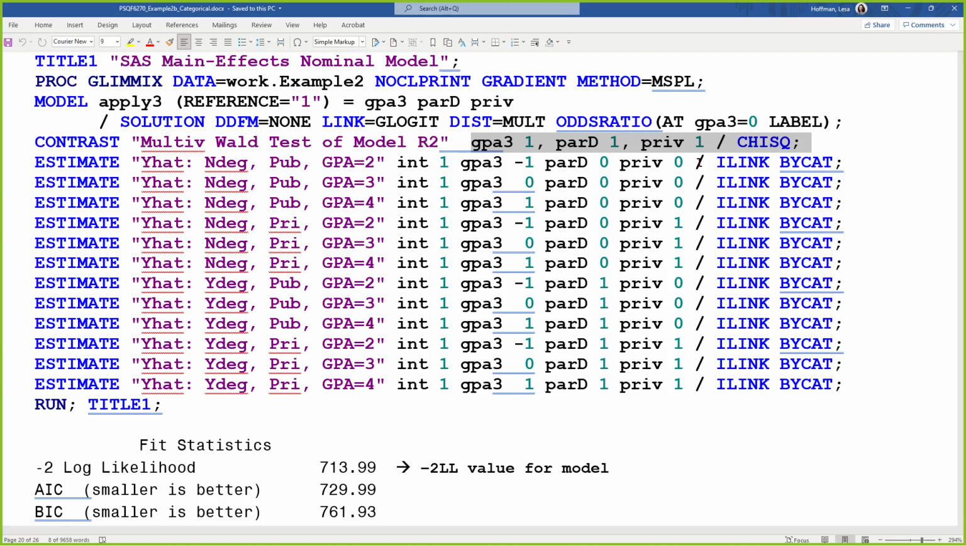It looks like 3, but it's not 3. How many slopes does GPA 3 have in this model? 2. 2. So it's 6.